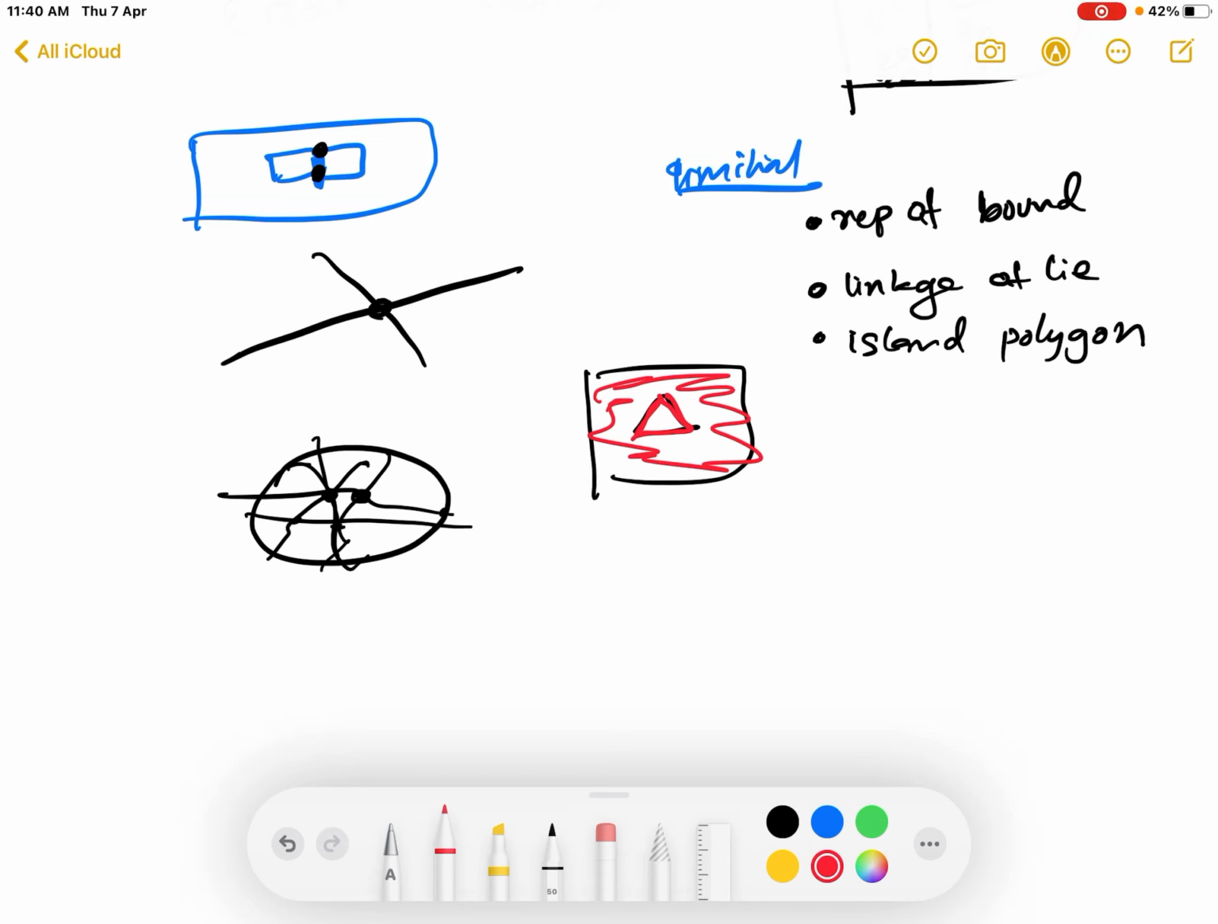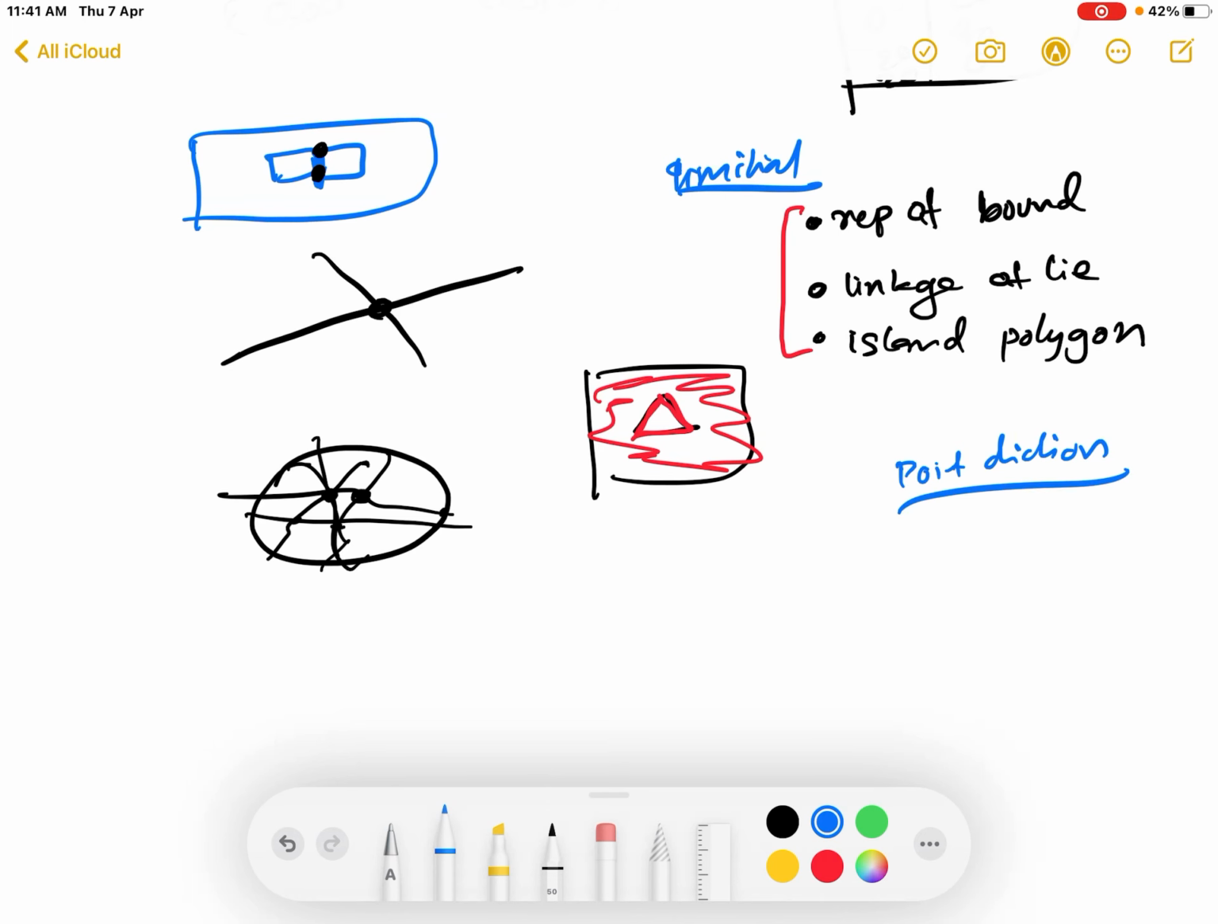So in the vector data model, it is very difficult to show that a polygon is inside another polygon. It is very difficult to say that one polygon is inside another polygon. That is called the island polygon. Okay, so that is island polygon.